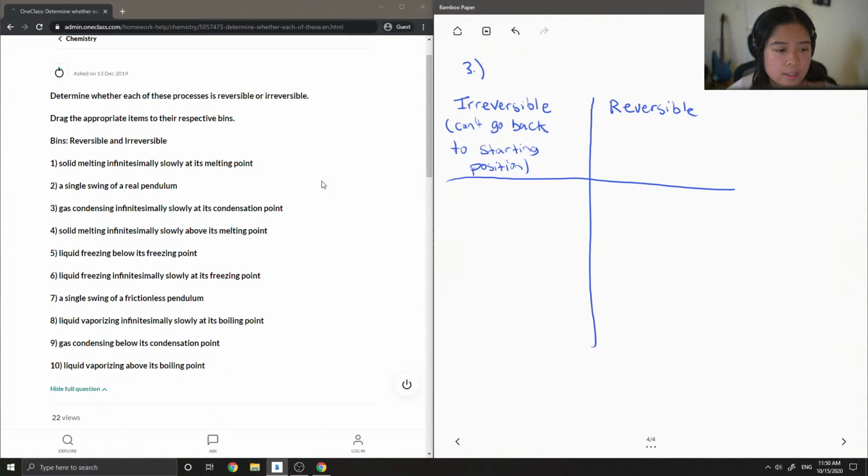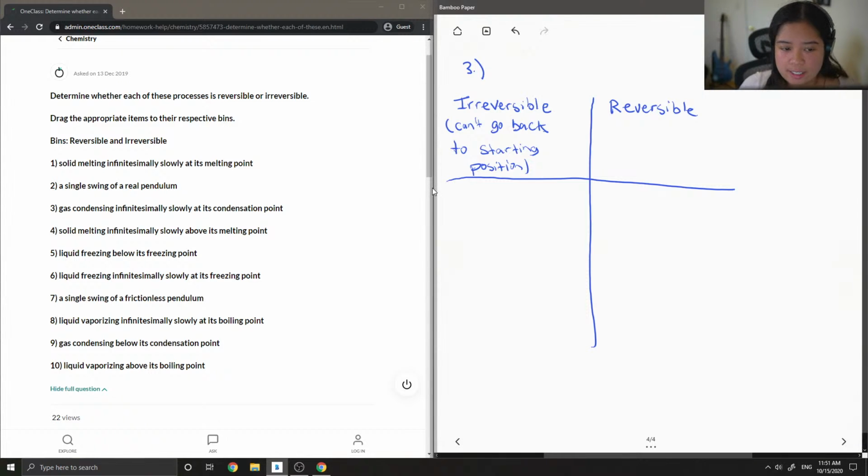Okay, so solid melting infinitesimally slowly at its melting point. I don't think I said that right, but basically when any phase change is happening at the melting point or at the boiling point, it's still a reversible reaction. Since you're still at that same temperature, you can go either back or forth. So I'm going to say that 1 is reversible.